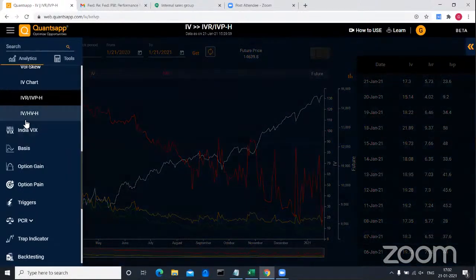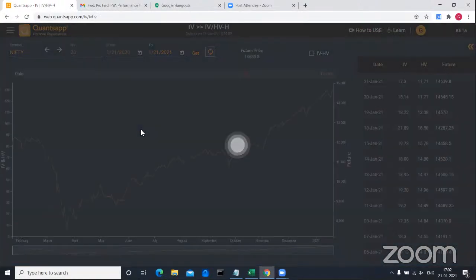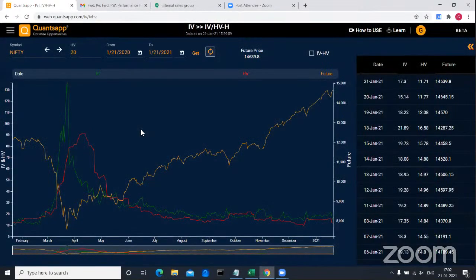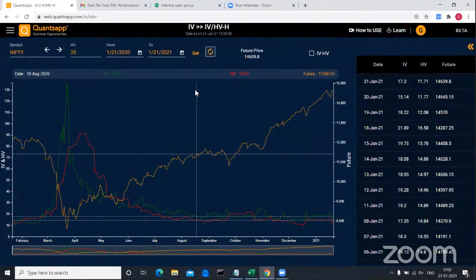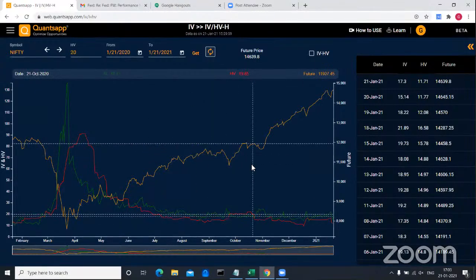Then the last is IV and HV historical. It's the same, just adding one more thing, the historical volatility. So you can track the historical volatility over a period of time, and the future prices of it.